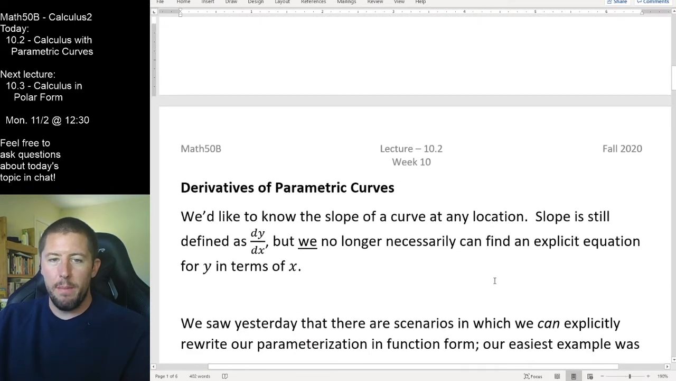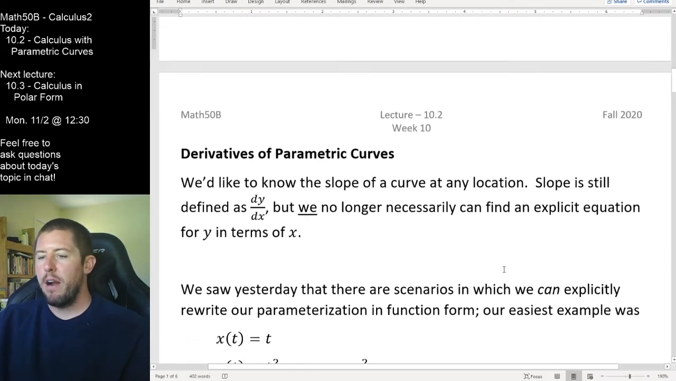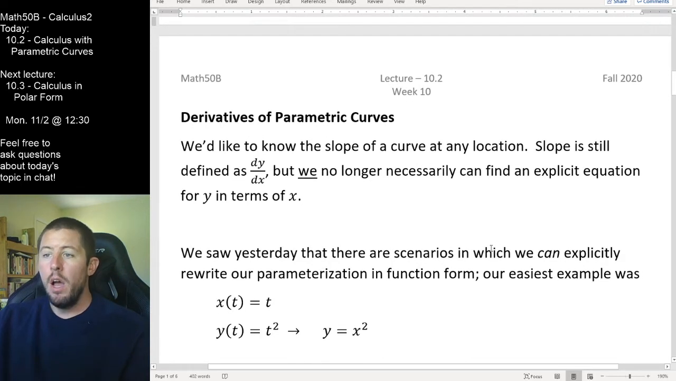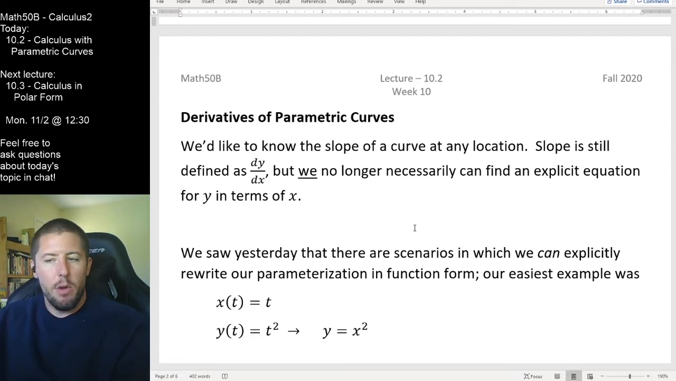So let's start with our beginning things right here. Derivatives of parametric curves. What we'd like to be able to do is to find the slope of any curve, not just curves that are in our y equals f of x format, but maybe in parametric format instead. Slope is still going to be defined for us as dy dx. It's still our rate of change of y divided by our rate of change of x, if we're thinking delta y over delta x, right?